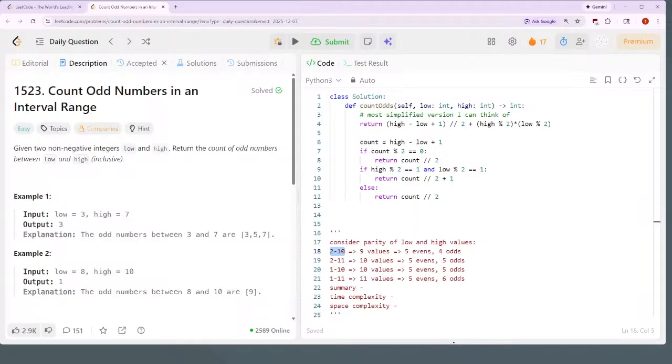If both the top and bottom are odd, then I mean high and low are odd, it's going to calculate to the same as the parity.